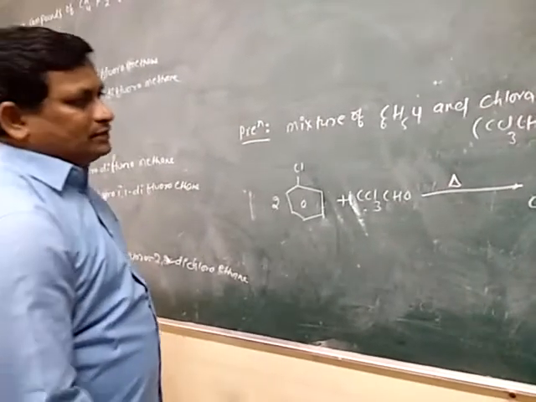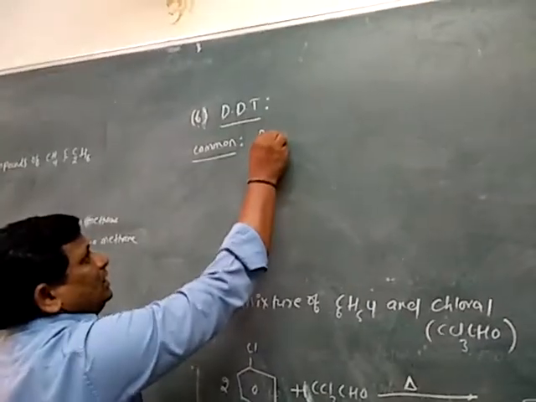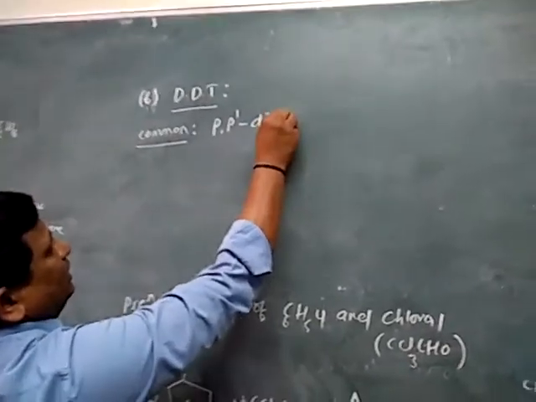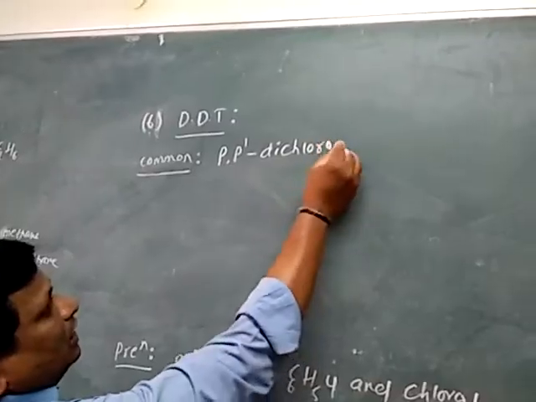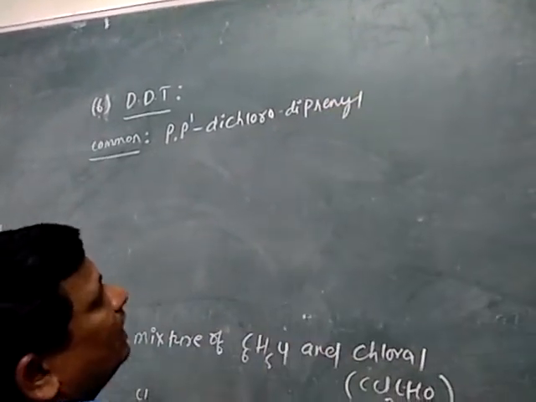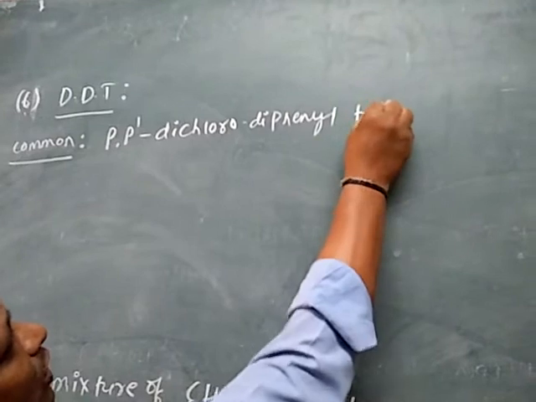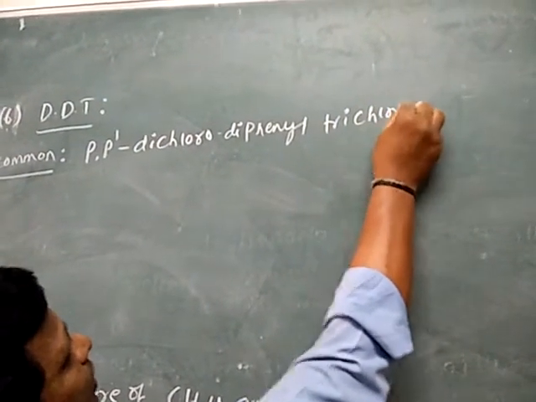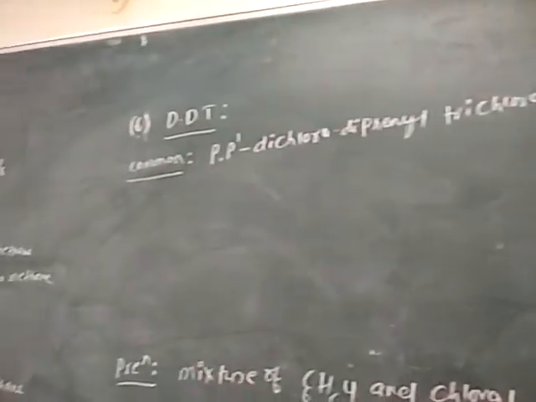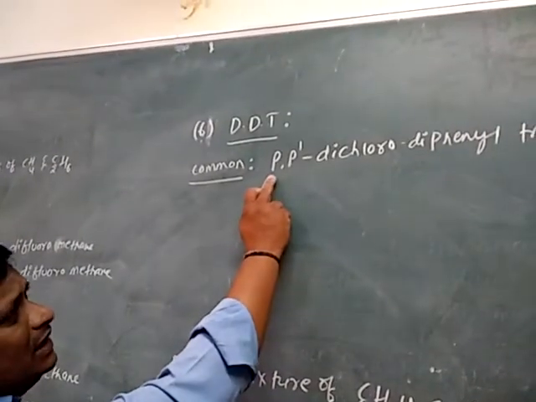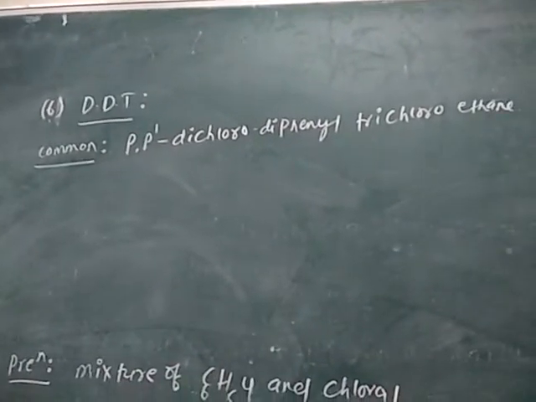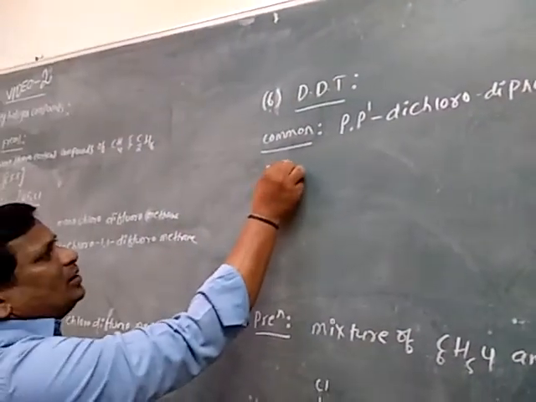Its common name is p,p'-diphenyl trichloroethane. So the common name of DDT is p,p'-diphenyl trichloroethane. Then its IUPAC nomenclature.